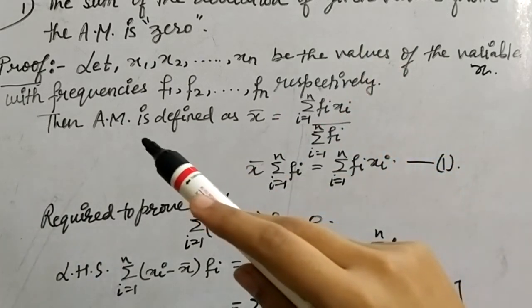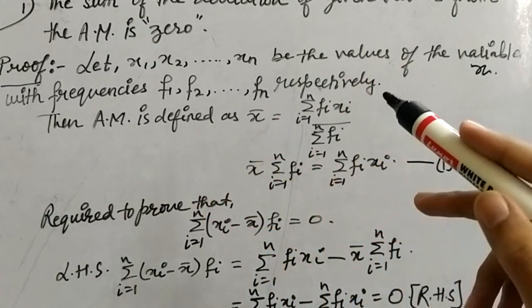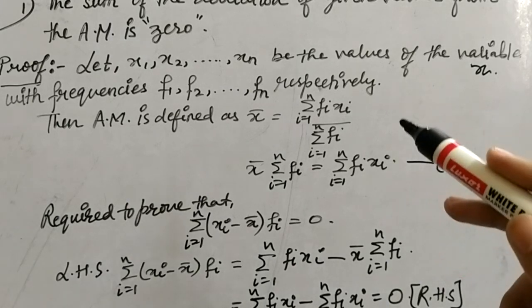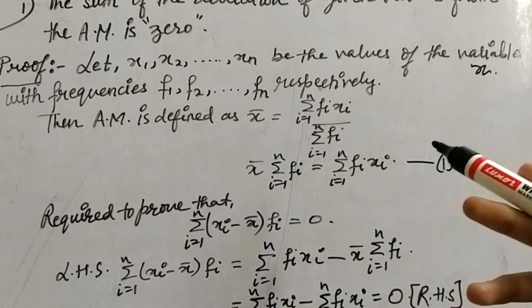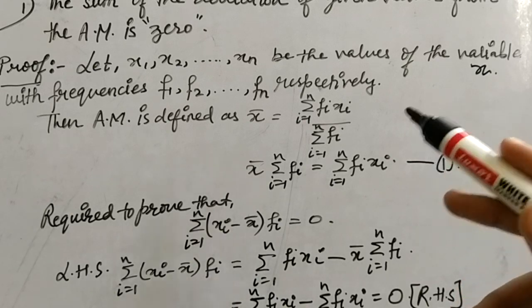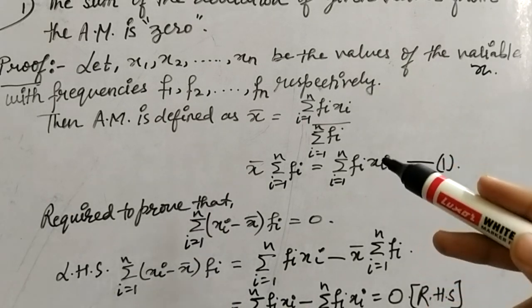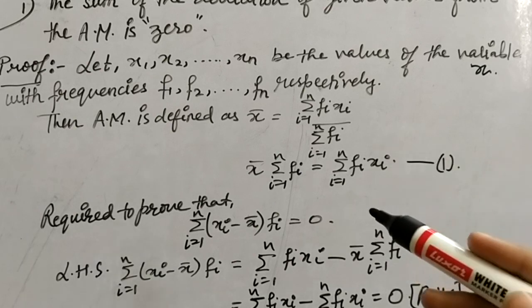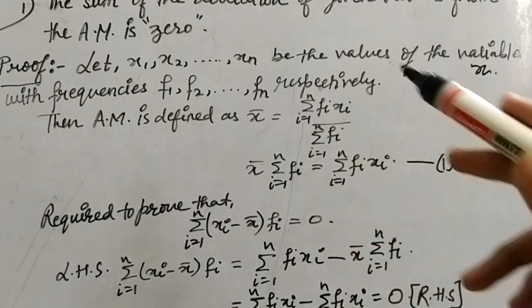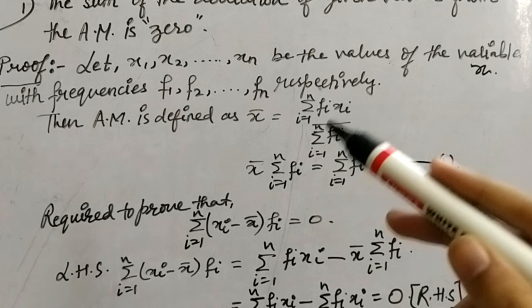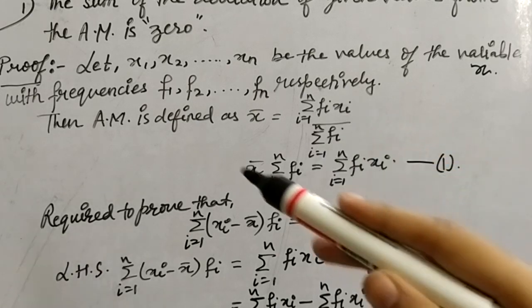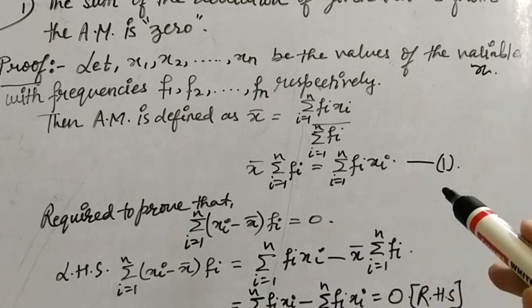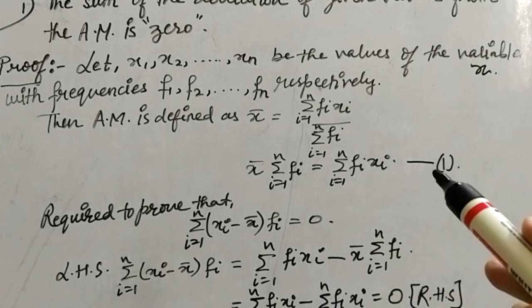Arithmetic mean is defined as you can see. You must have watched my video on what is arithmetic mean, and if you haven't, then you should watch it so that it will be easier for you to get these concepts. So this is the formula for arithmetic mean, and I have just taken the summation of frequency to the other side and named this equation number 1.